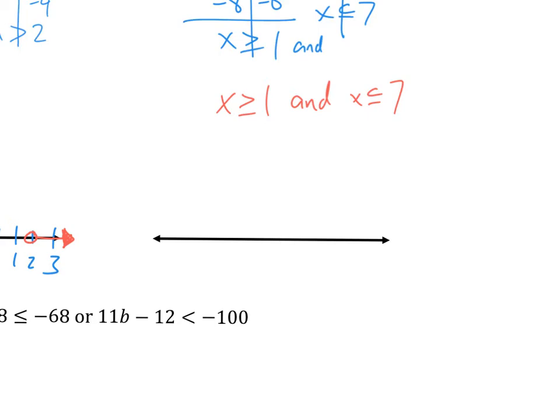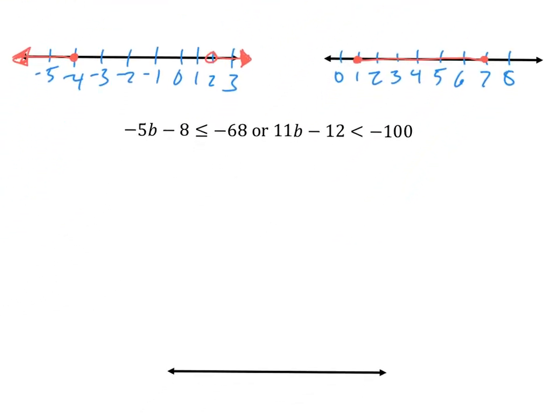So I'll put some numbers on here. We'll start here. We'll do 0, 1, 2, 3, 4, 5, 6, 7, 8 maybe. x is greater than or equal to 1. So we have a closed circle at 1 because it's or equal to. And then x is less than or equal to 7. So we'll also have a closed circle at 7. And then we want to shade in between them because it's greater than or equal to 1, but also less than or equal to 7. Okay, so that is that inequality here.